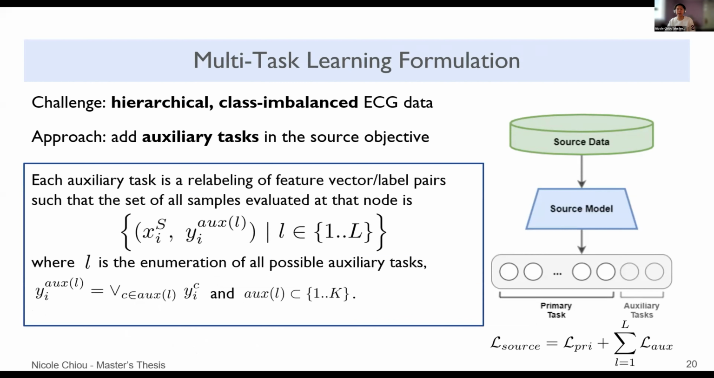Each added auxiliary task is a relabeling of the feature vector label pairs such that the auxiliary label is equal to the logical OR of all class labels included in the auxiliary node. These auxiliary tasks are greedily chosen according to a criterion.